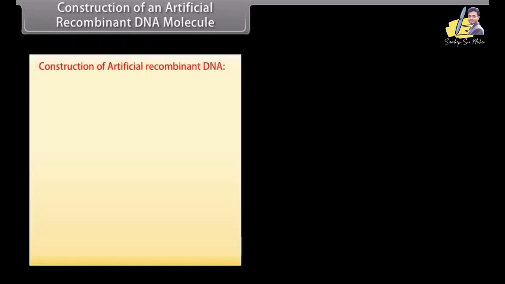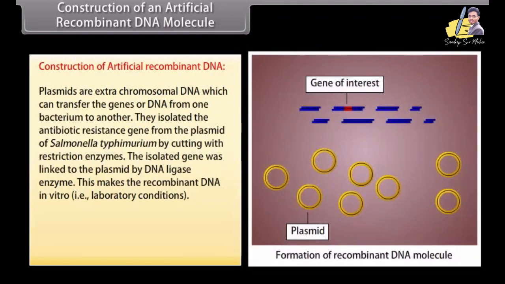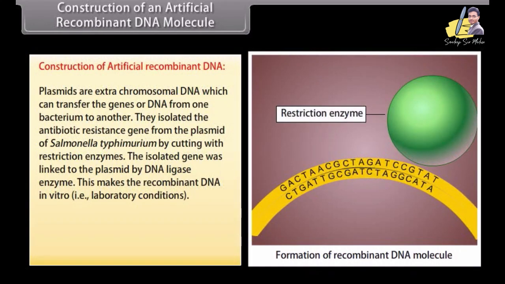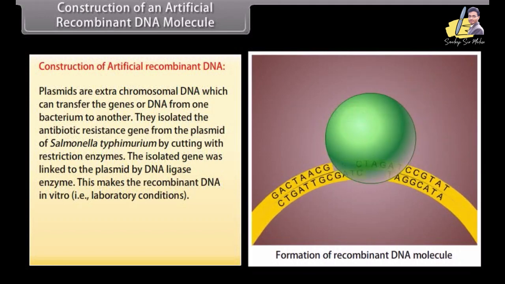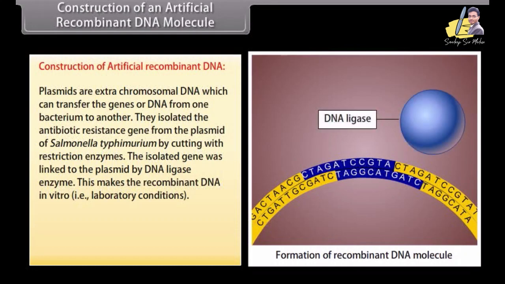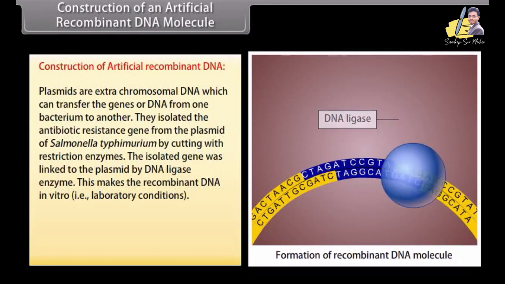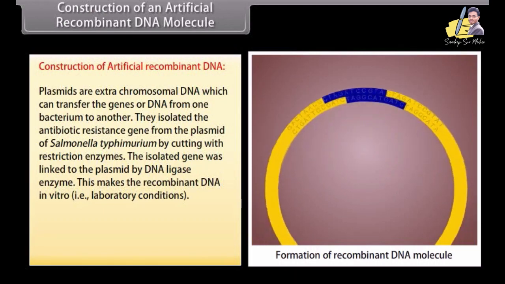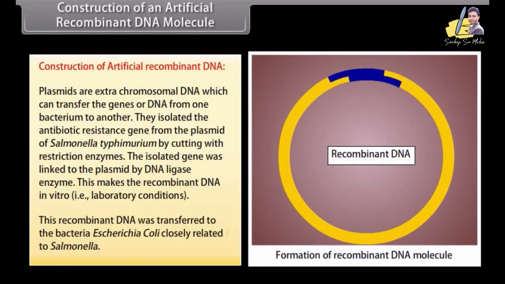Construction of artificial recombinant DNA. Plasmids are extrachromosomal DNA which can transfer the genes or DNA from one bacterium to another. They isolate the antibiotic resistance gene from the plasmid of Salmonella typhimurium by cutting with restriction enzymes. The isolated gene was linked to the plasmid by DNA ligase enzyme. This makes the recombinant DNA in vitro, that is, in laboratory conditions. This recombinant DNA was transferred to the bacteria Escherichia coli, closely related to Salmonella.